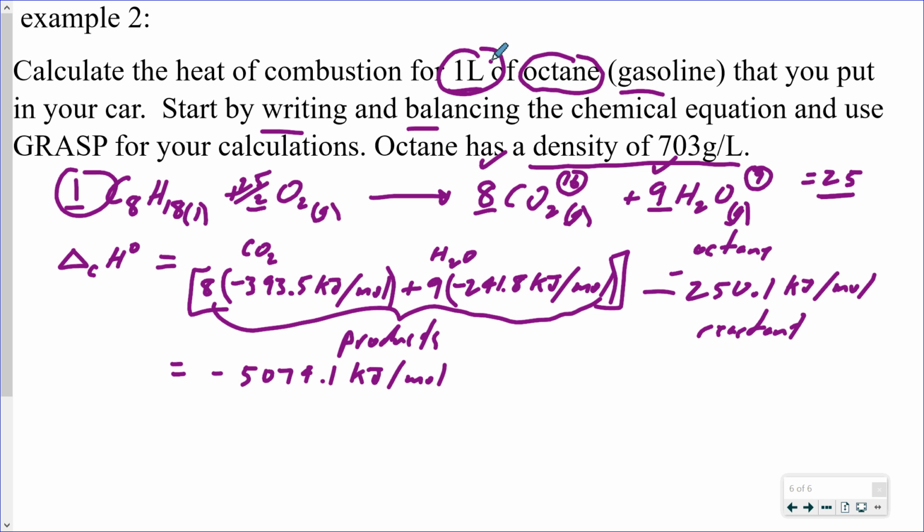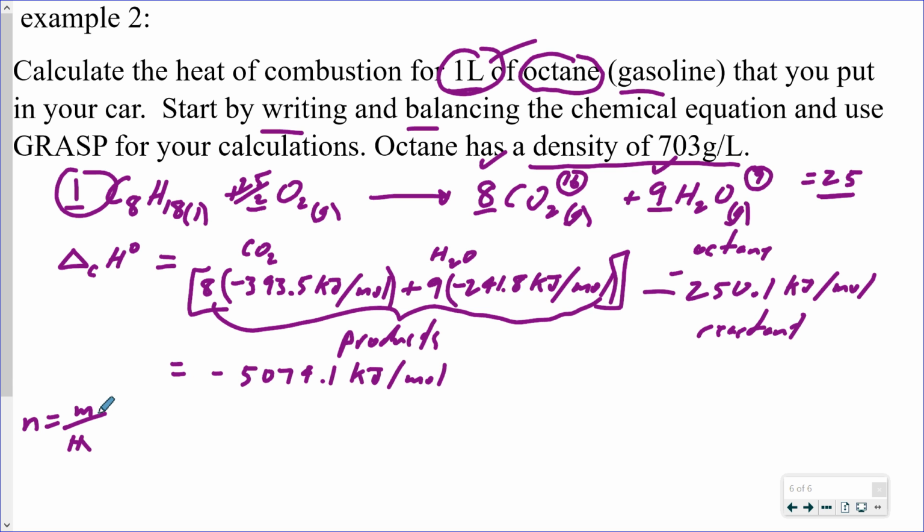But that's not what we have. We have 1 liter. So how much energy is released in a liter? Well, we need to figure out how many moles there are in 1 liter. So you might recall this equation here from previous science courses for mole calculations. Number of moles is equal to mass divided by molar mass. So what mass do we have? Well, we have 1 liter, and that's why I told you here about the density. In 1 liter, it's 703 grams.